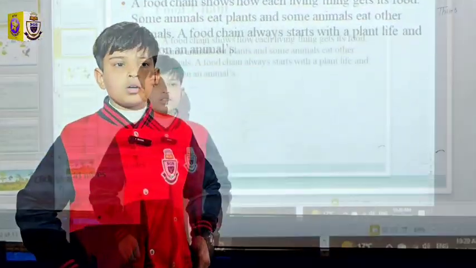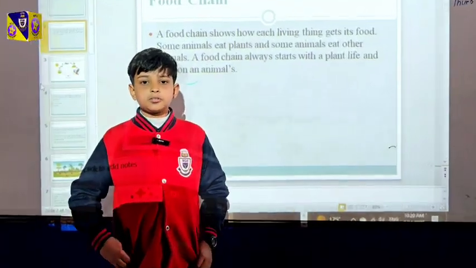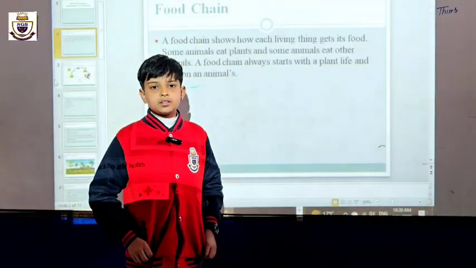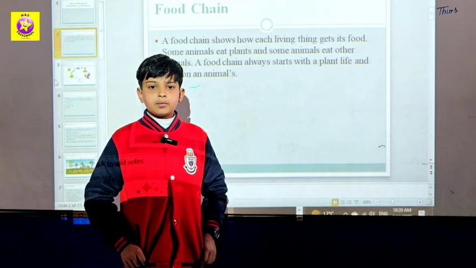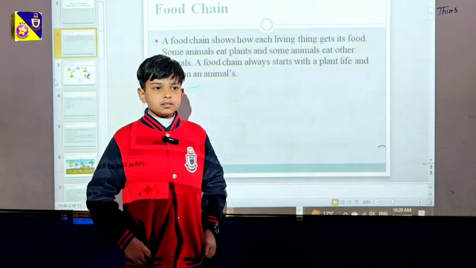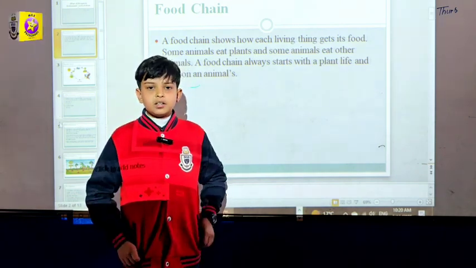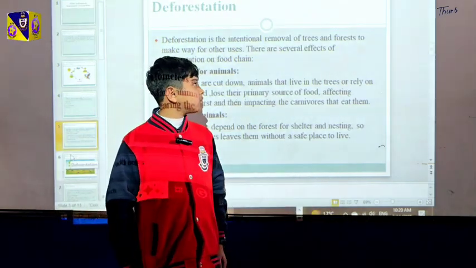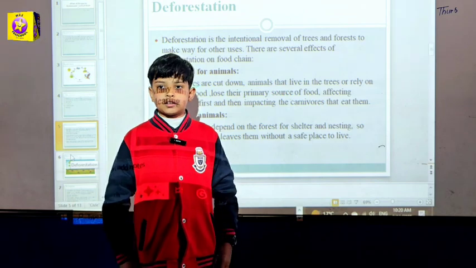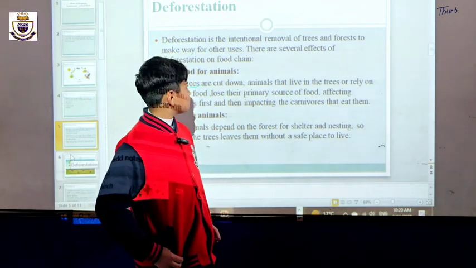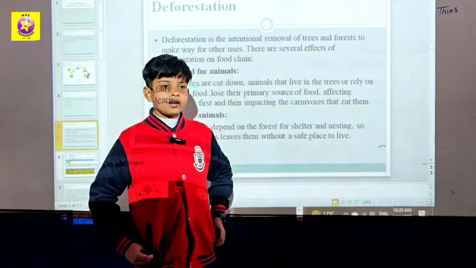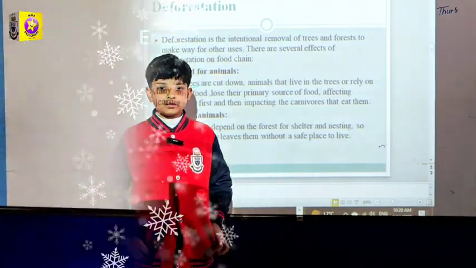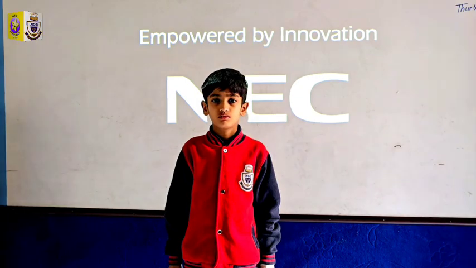A food chain shows how living things get food. Some animals eat plants and some animals eat other animals. Deforestation. Deforestation is the intentional removal of trees and forests to make way for other uses.